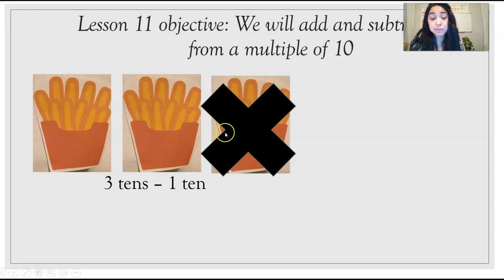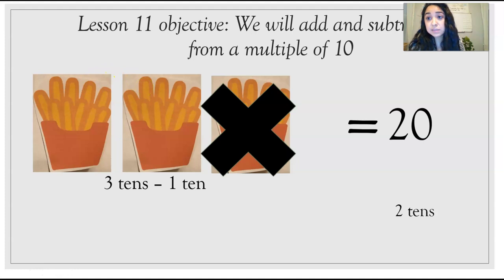So I would represent that by writing 3 10s because I had 3 10s first, minus 1 10. So the 1 10 that I took away right here equal to, how many 10s do I have here? How many 10s do not have the X? 2 10s. And that equals, like we said, 10, 20. 20, but don't forget that I need to make sure that I add my number bonds. So any 2 numbers that can add up to the number 20.